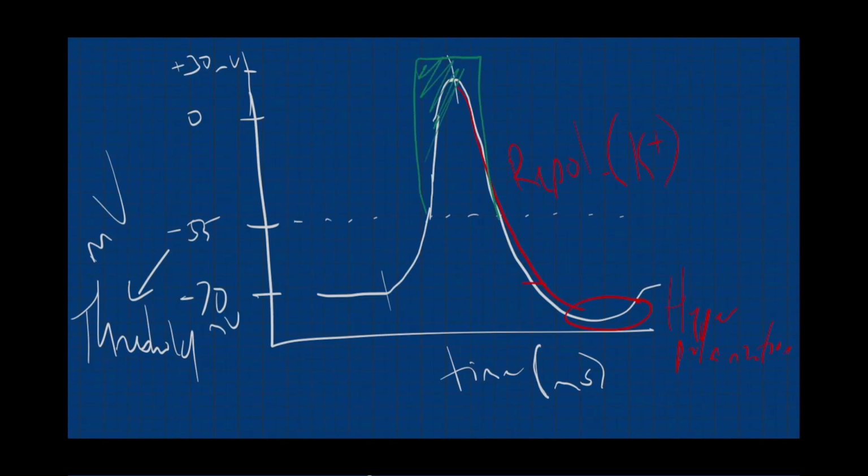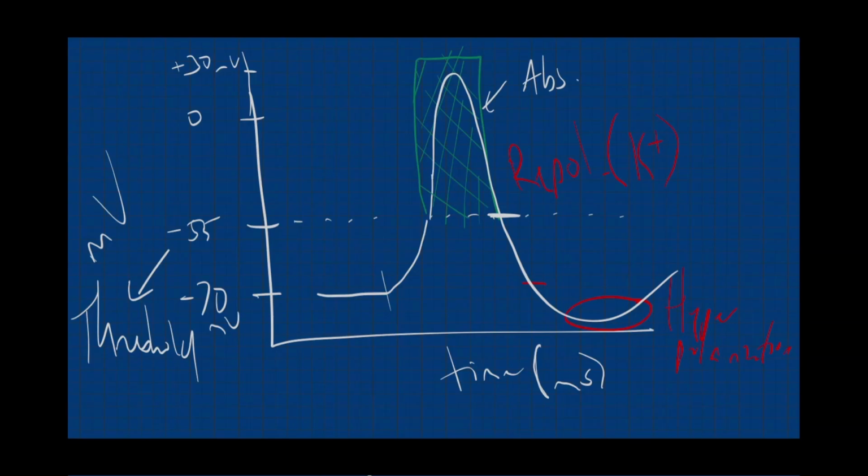This box, which covers everything above threshold, oops, it all got taken away. Okay, this whole box, and let me just redraw that. That whole box is the absolute refractory period. We have to wait for that line to get below threshold again, then the sodium channels start to reset back to normal position. So that is the absolute refractory period.